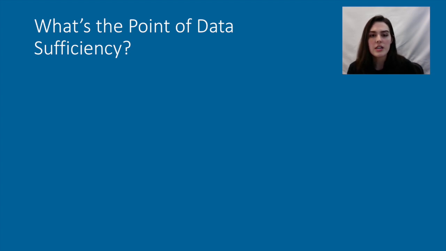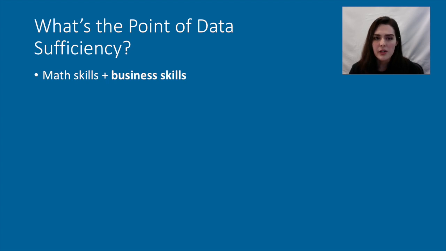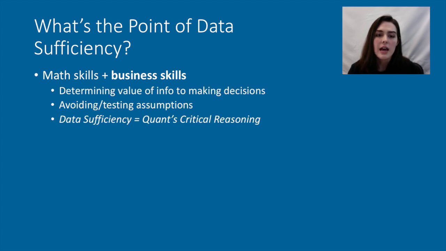The point of data sufficiency is, in part, to test those math skills, but it also tests business skills that are going to be absolutely critical both in business school and in your career afterward. So a couple of the main points here are that data sufficiency helps you to determine the value of information in making decisions. So on data sufficiency questions, we're evaluating whether or not these statements provide information that's helpful to us in making these decisions. Is it enough information? Do we still need more information? Is this totally irrelevant? Things like that.